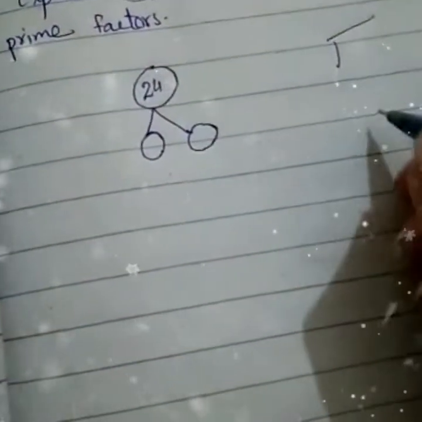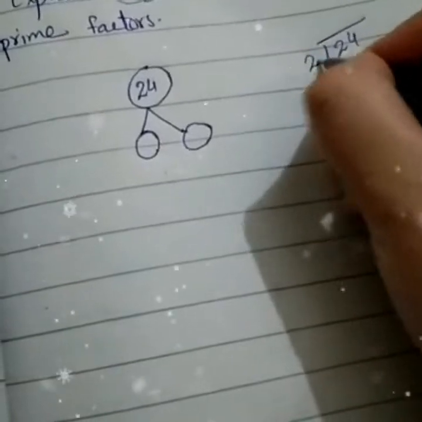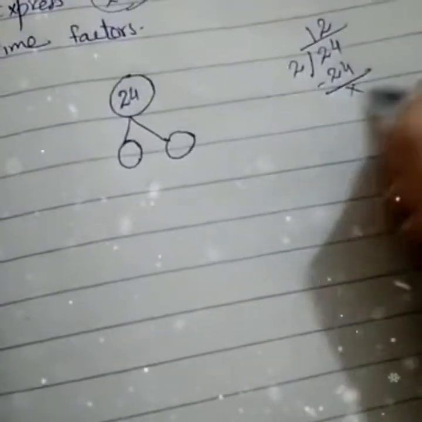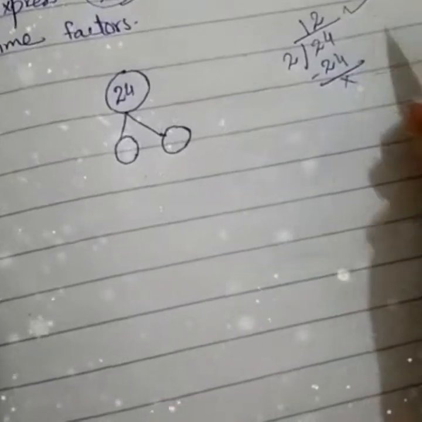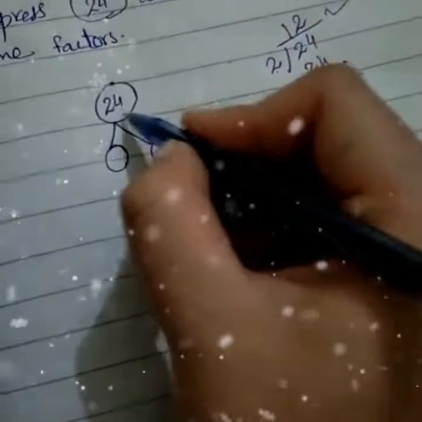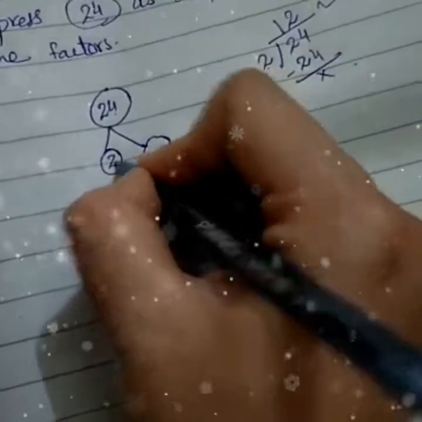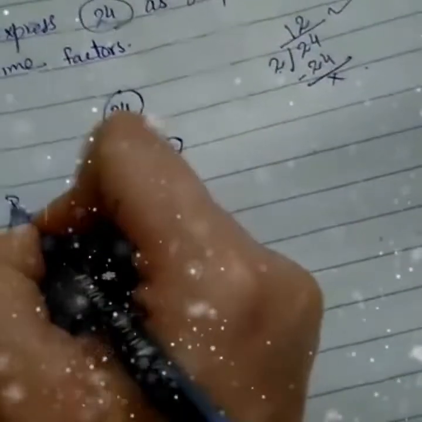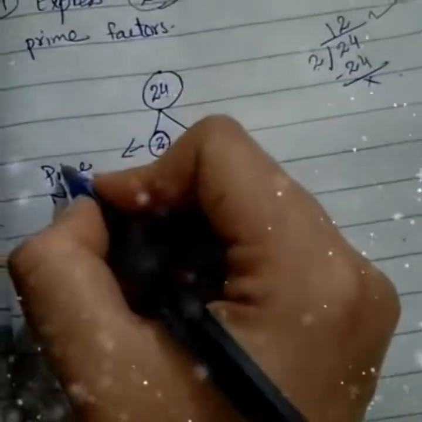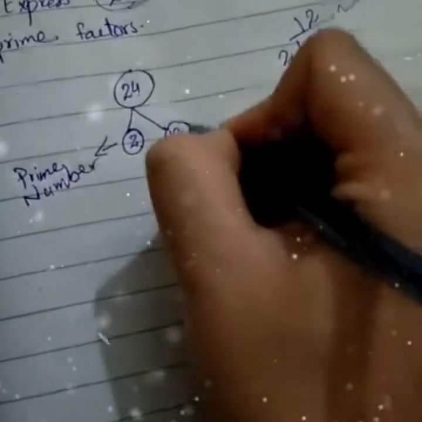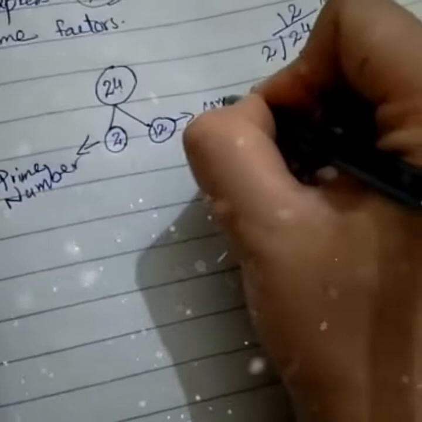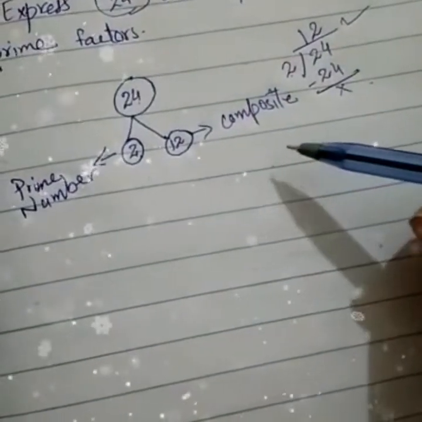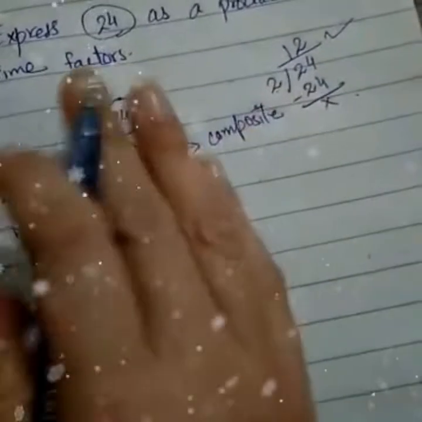If you don't know how many 2s make 24, you just use a simple division method. You put 24 inside and divide by 2. 2 ones are 2 and 2 twos are 4. Now we have 2 factors, 12 and 2. One is a prime number, that is 2, because 2 has exactly 2 different factors, 1 and the number itself, and 12 is a composite number. A composite number is a whole number that has more than 2 different factors.